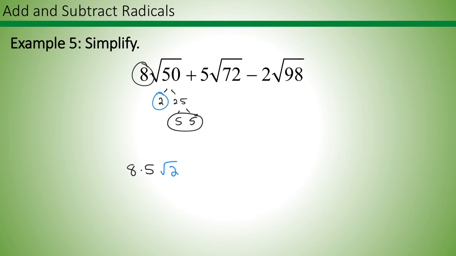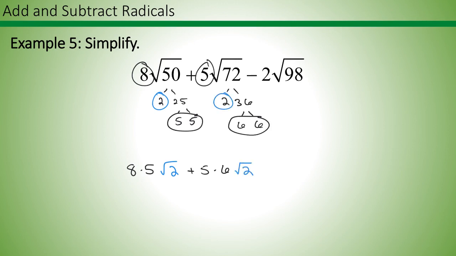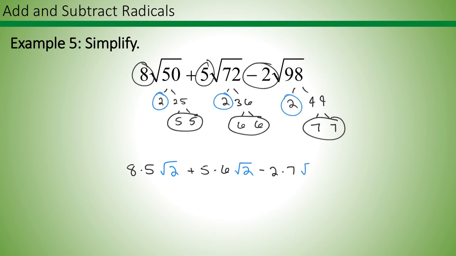Okay, the next one, this is going to break apart as 2 and 36. 36 is actually a perfect square, so it breaks apart as 6 and 6. So I have a pair of 6s and this 5 that are going to be on the outside, so plus 5 times 6. This 2 right here is stuck on the inside. And then the next one, that's 2 and 49. 49 is also a perfect square that breaks apart as 7 and 7. So I have a pair of 7s and negative 2, so minus 2 times 7. This 2, again, is stuck on the inside.